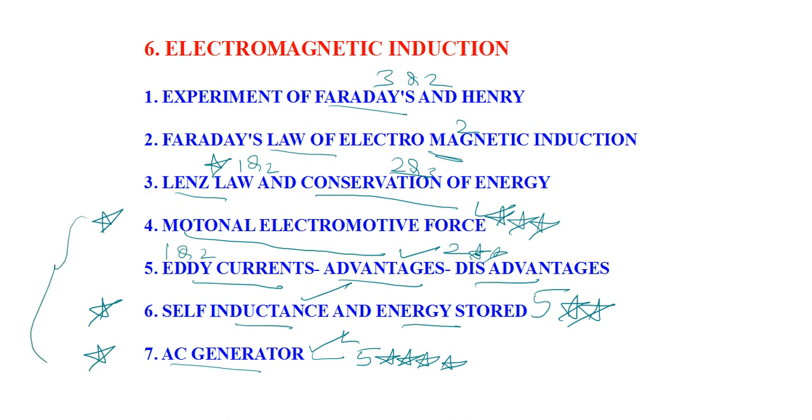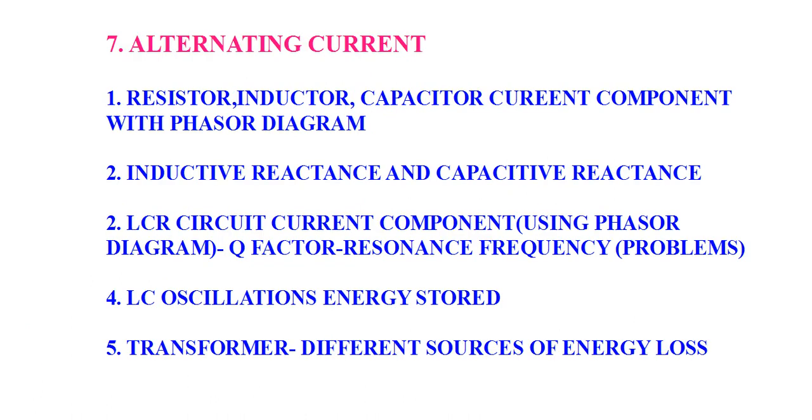So next, let us move on to another very important chapter, alternating current, and you can very easily score marks from this chapter. For the resistor, the inductor and the capacitor, you just need to derive the current component and also draw the phasor diagram. This is definitely asked for 3 marks. One question is for 3 marks from this topic.